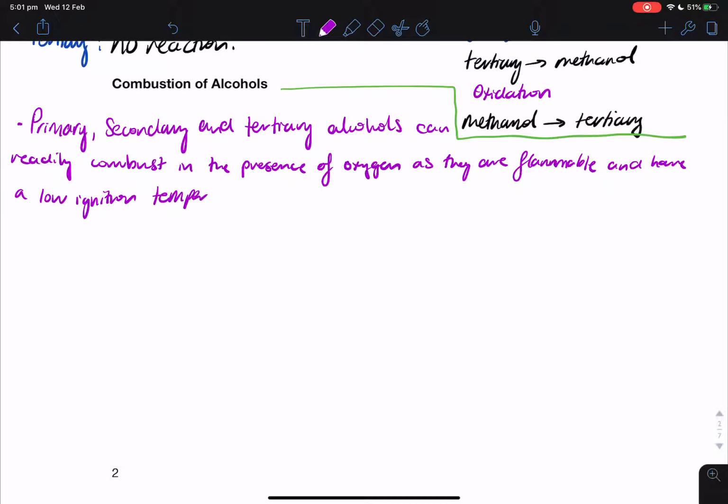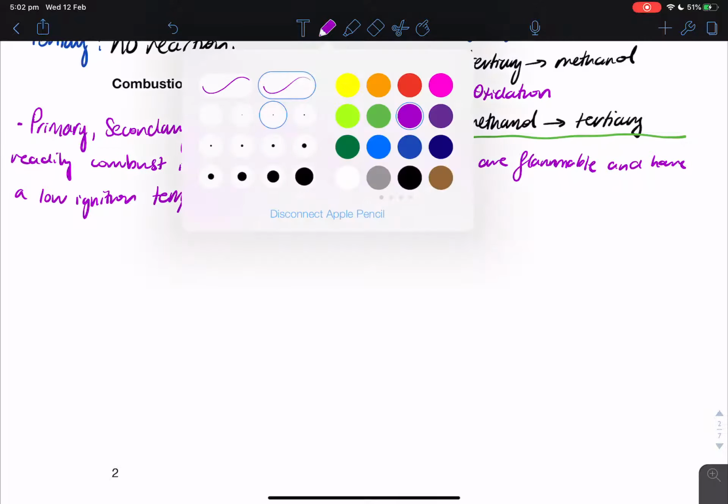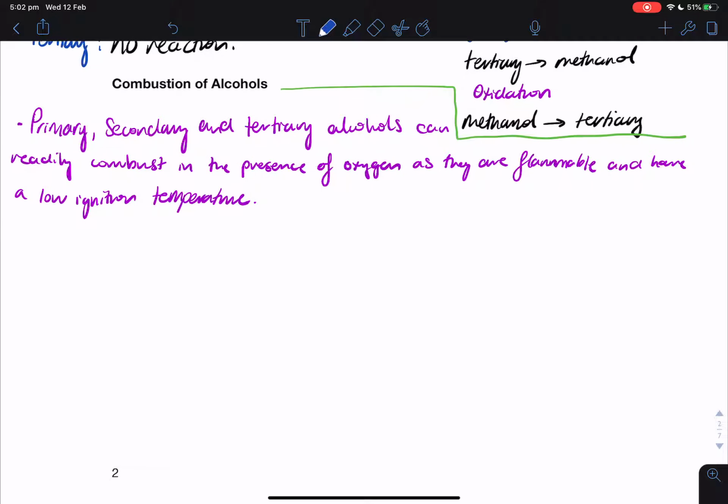If you don't know what ignition temperature is, it's basically the lowest temperature at which an alcohol can catch a flame. I don't know the exact numbers, but I know that they're very, very low ignition temperatures and they can readily combust. If you think about it, in most of our cars, if you use regular petrol, you use E10.